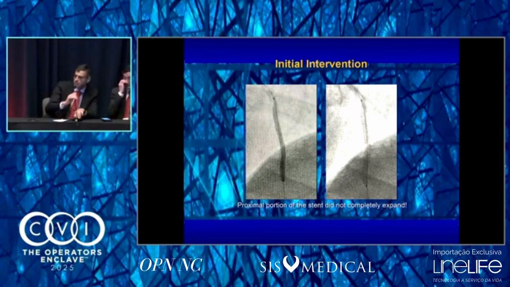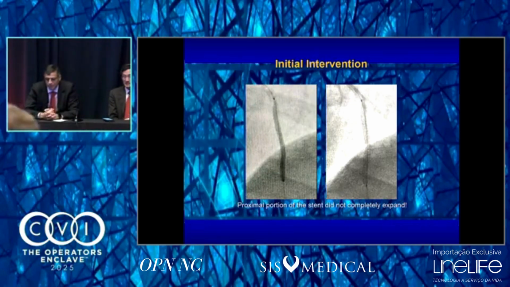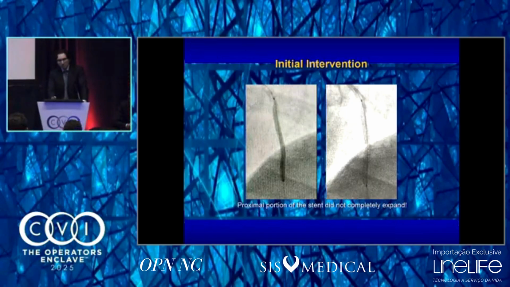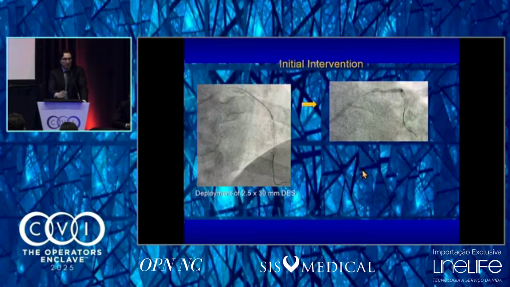Perfect. So again, we suspected intravascular imaging is key, but excited to see what happened here. Thanks, all great comments. So again, that proximal portion, it's kind of hard to tell, but it wasn't adequately expanded, and unfortunately that wasn't recognized. So then another stent was deployed, a 2.5 by 30 millimeter stent, overlapping with that first stent.